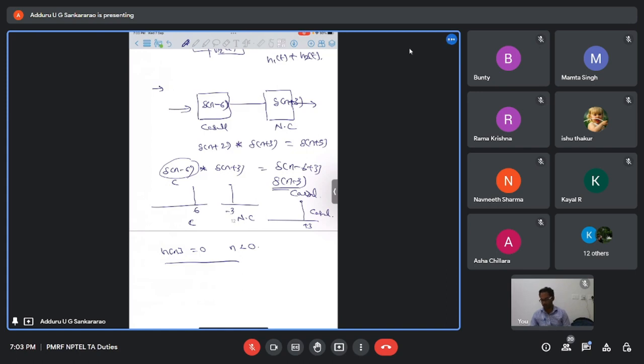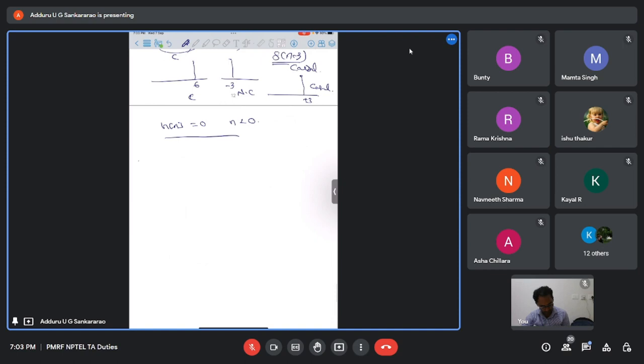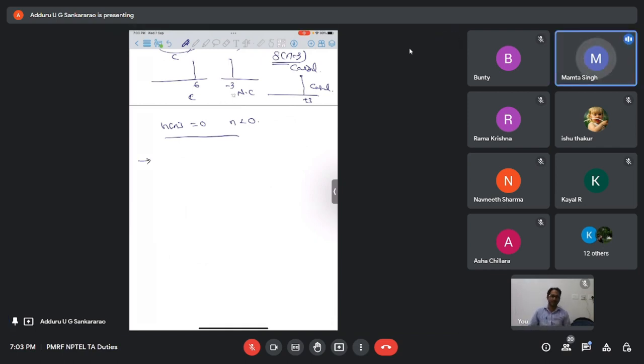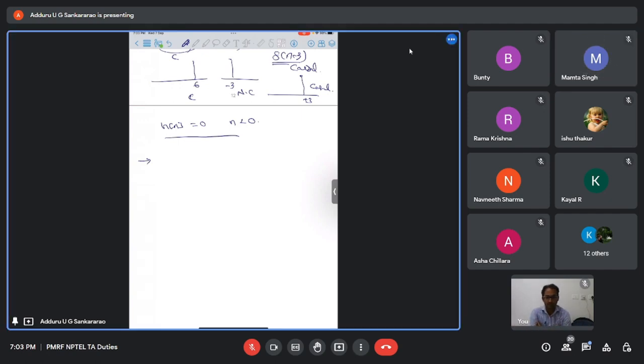Now, let me read out a few properties. I think we are running out of time. We will have another session also. Fine, then we will stop here, and maybe in the next class we may see some other properties of LTI systems and some problems.